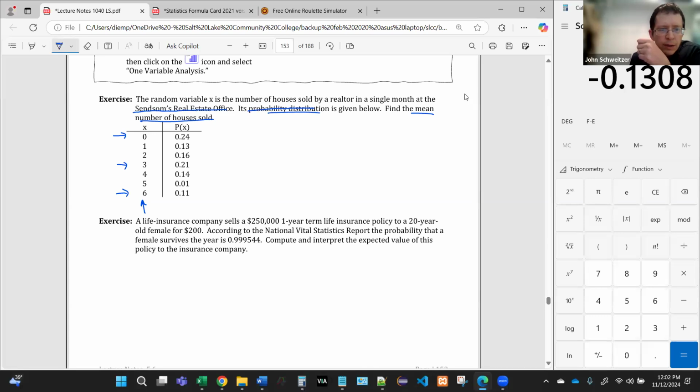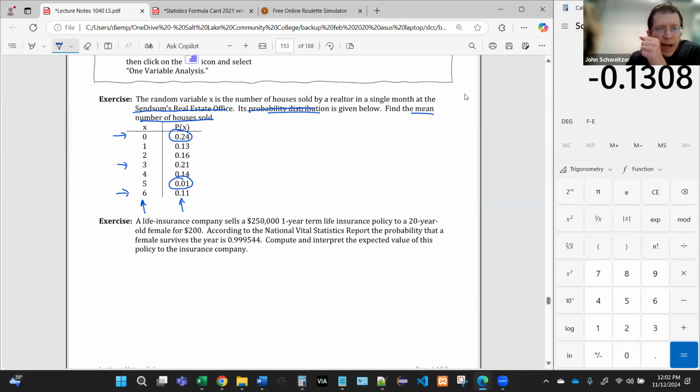Then the next column is the probability of each level of the random variable. So it turns out that selling 0 homes is the most common event. Okay, so it's the most likely. It has a 24% chance of happening. Selling 5 homes apparently was very unusual. Okay, only about 1% of the time did that happen. So they're not equally likely events.